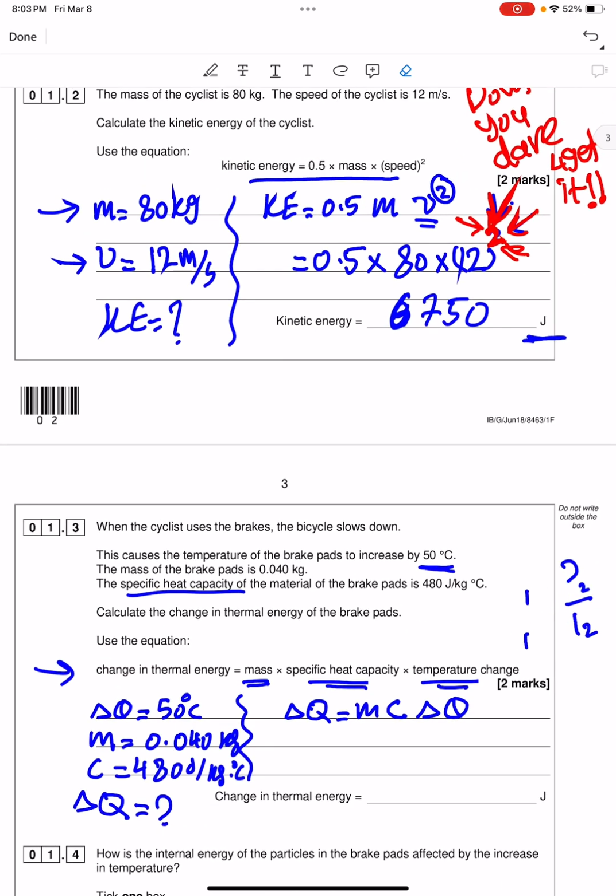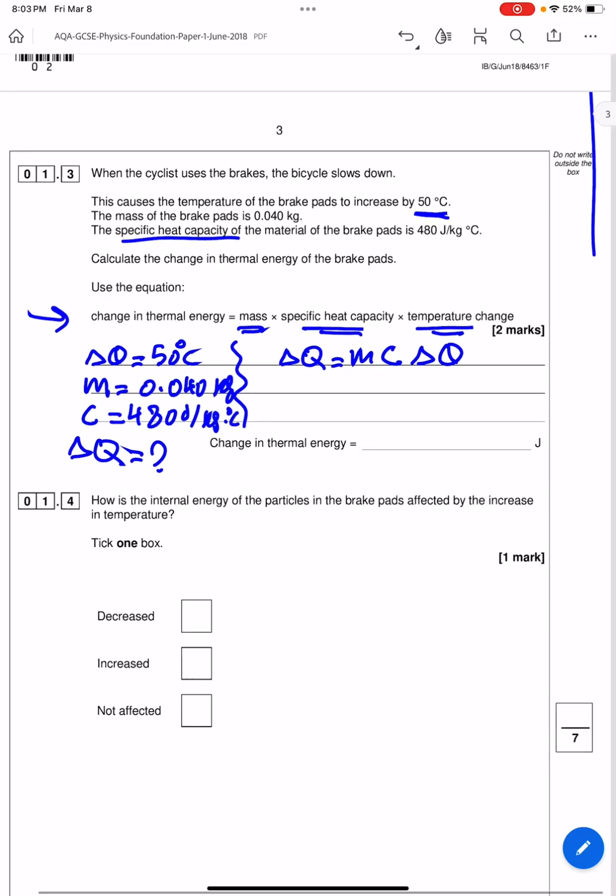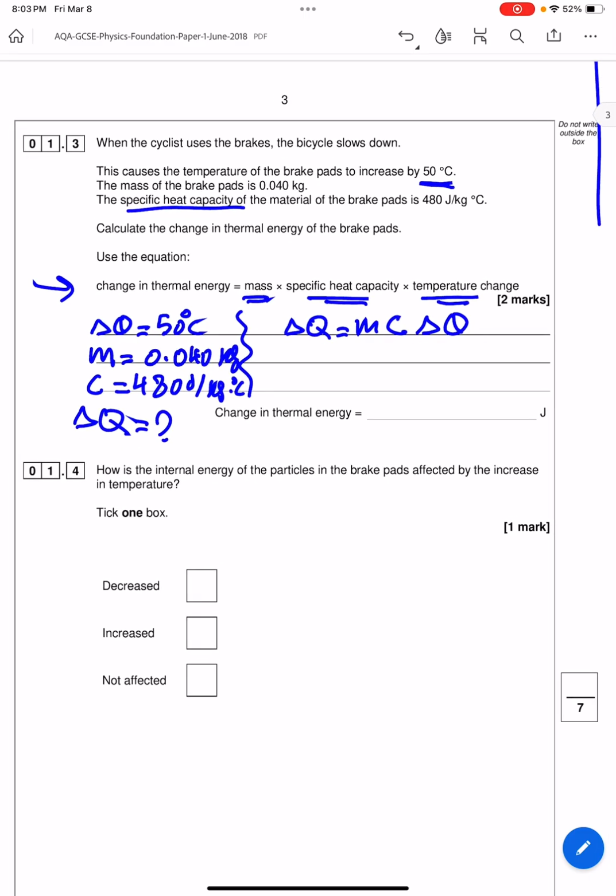Oh, where did we go? Oh. Yep, we're here again.